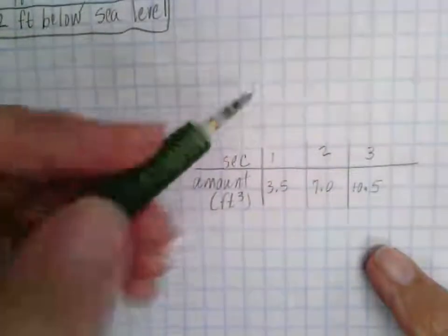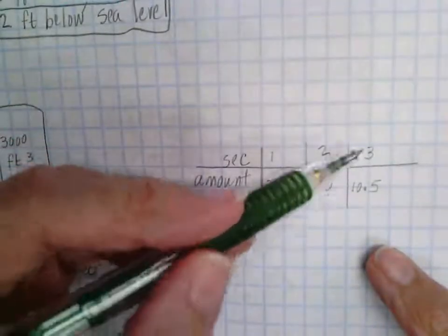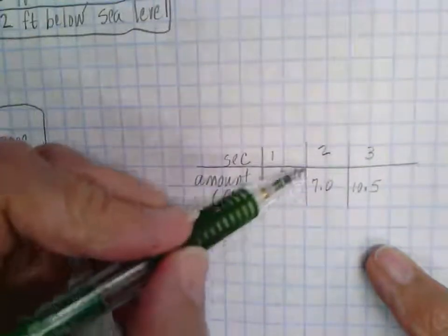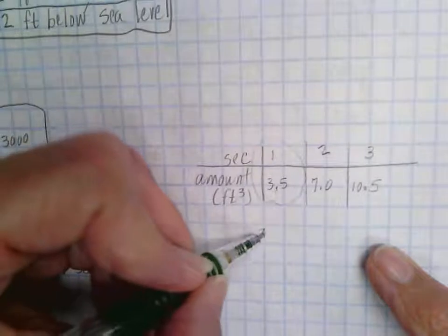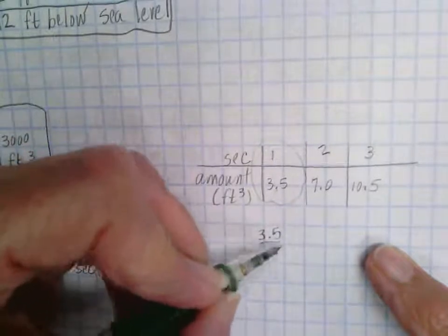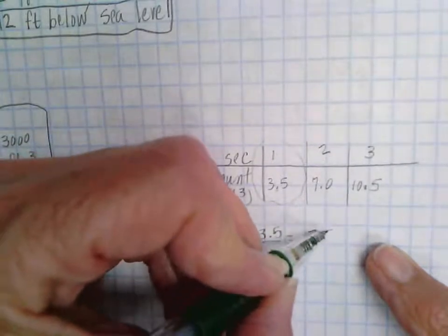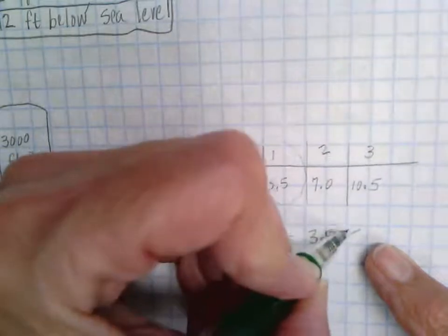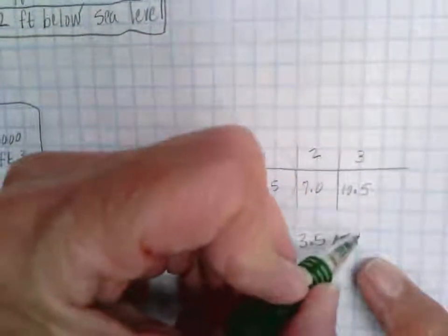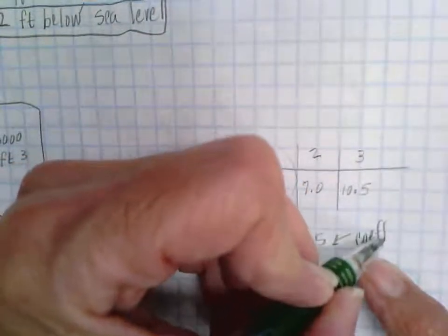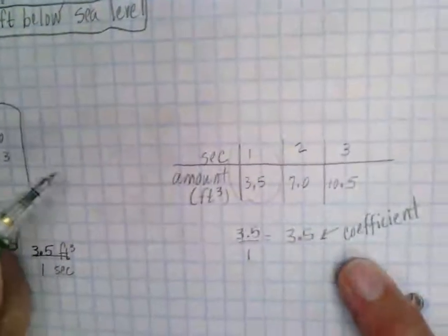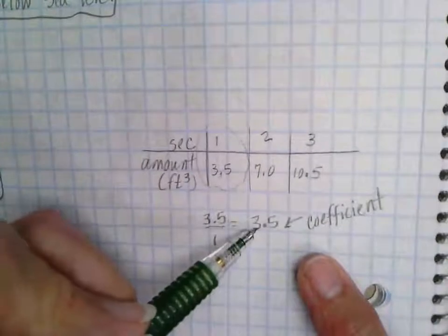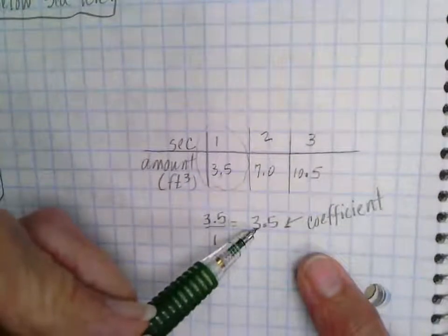So I went ahead and made myself a little proportional chart. I can see that here is my constant. Y over X is going to give me 3 5/10. So I know that is going to be my coefficient. That is going to be the number that is going to go in front of my variable.